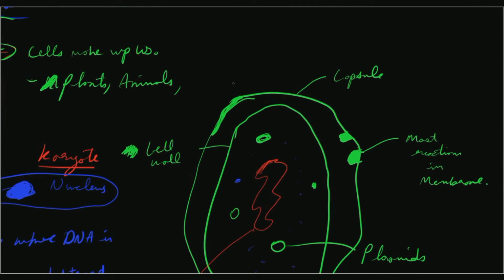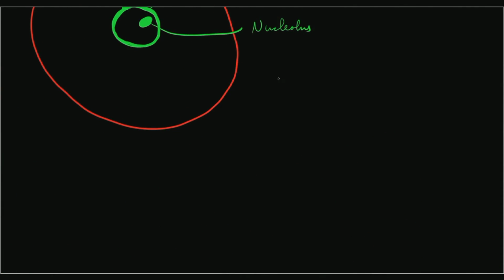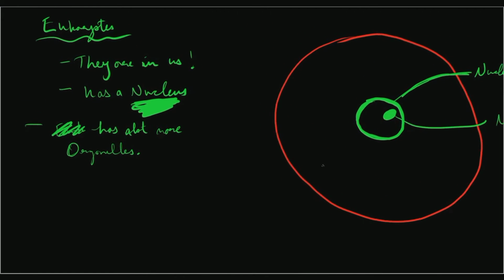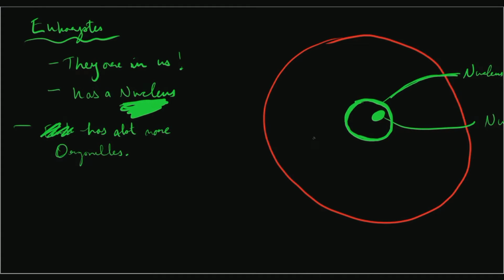Right, so most reactions are in the membrane. So unlike in eukaryotic cells, where there are a lot of structures inside of the cell that are doing all these metabolic pathways and reactions and stuff like that inside the cell.